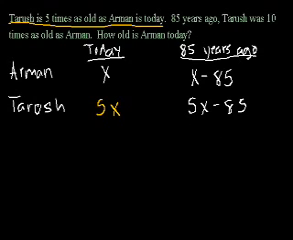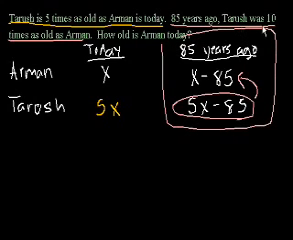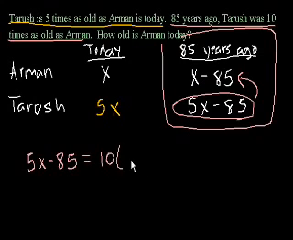And now we have this extra piece of information which tells us that 85 years ago, Tarush was 10 times as old as Armand. So this number is going to be 10 times more than this number. That's what that sentence tells us. 85 years ago, we're in this situation. Tarush, which is this, was 10 times older than Armand. So we just write that out algebraically. 85 years ago, Tarush is 5x minus 85. And the sentence tells us that he was 10 times older than Armand, who is x minus 85.